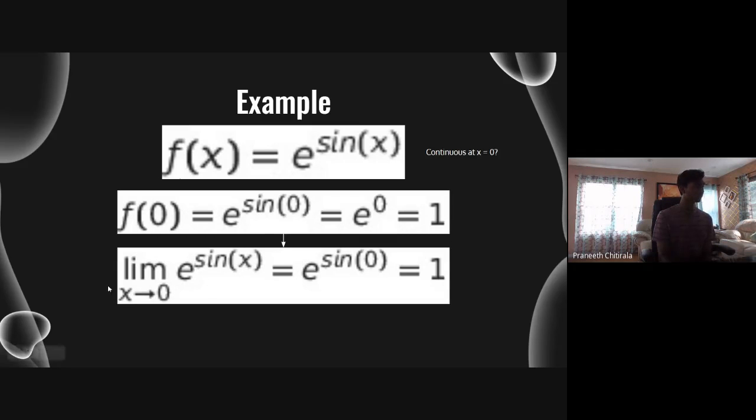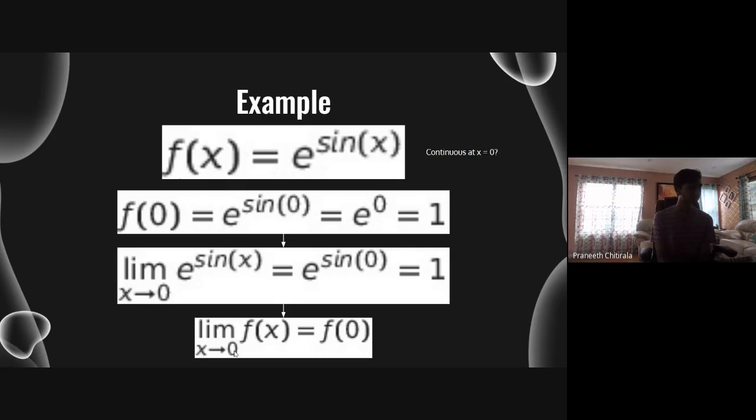So this limit, the left-handed and right-handed limits, are equal, you can just find that out here. You just plug in 0 into the limit using direct substitution, and you can see that this is also equal to 1. And since the limit is equal to the actual function value, you can see that this function is continuous at x equals 0.